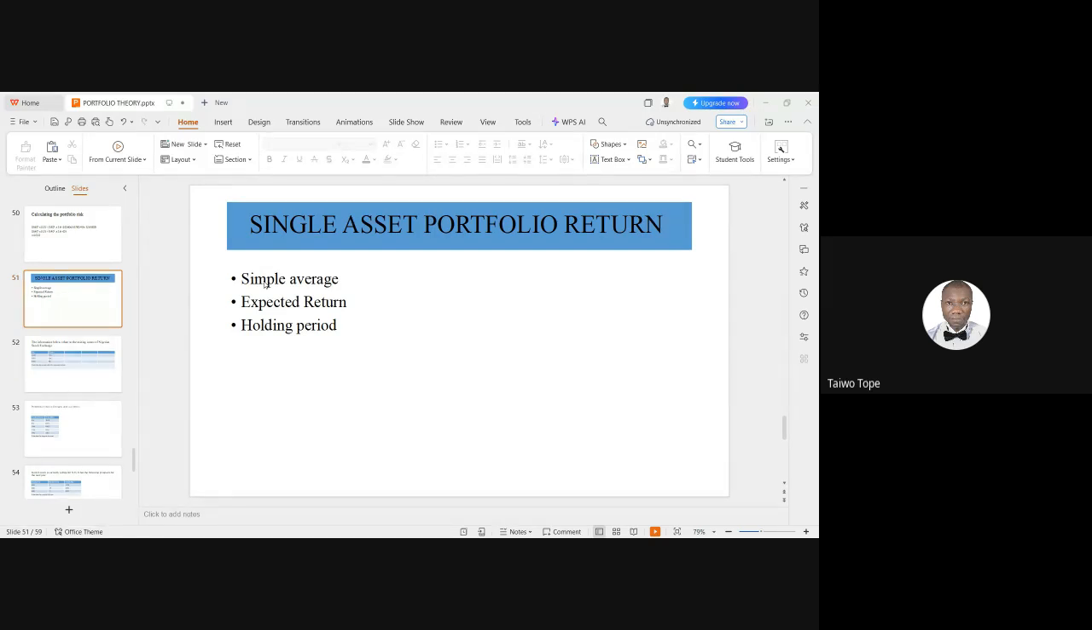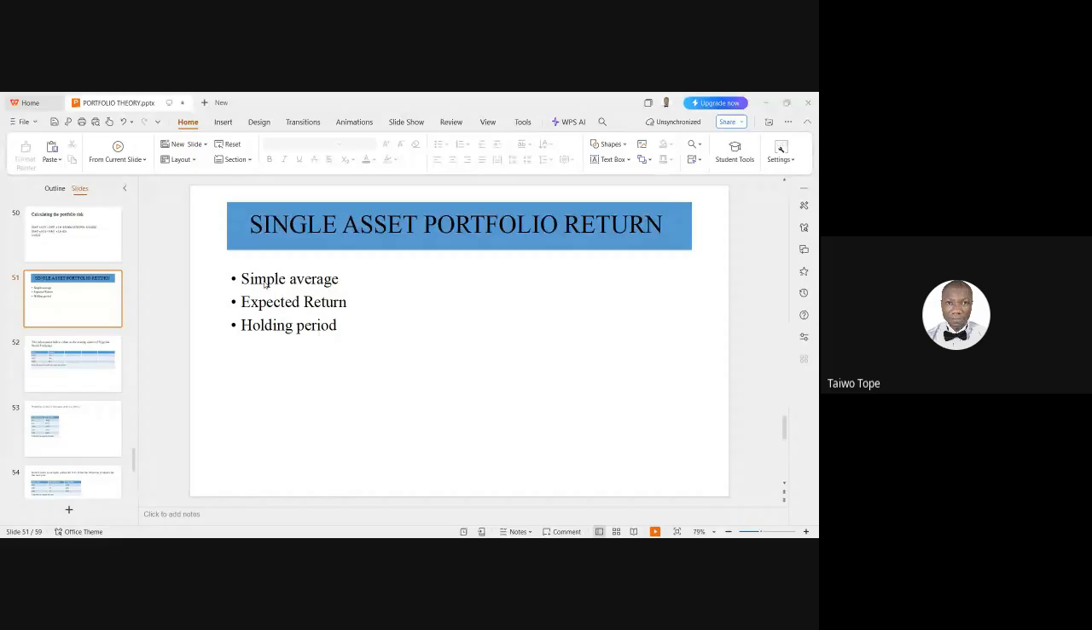Another word for simple average is arithmetic mean. I believe you know how to calculate a mean: where you have a set of data 1, 2, 3, 4, 5, 6, and you're asked to compute the mean, you take the whole set of data and divide by the number of occurrences. That is the simple average return, or arithmetic mean. For example, when we talk about the simple average return, you'll be given past returns, so you want to predict what the future or the present return will be.